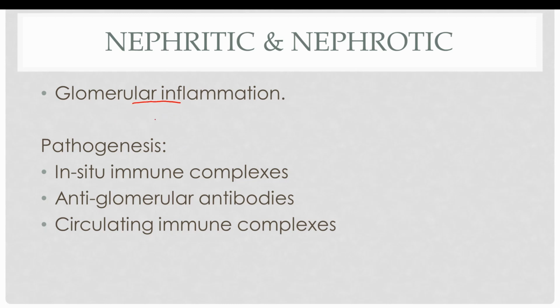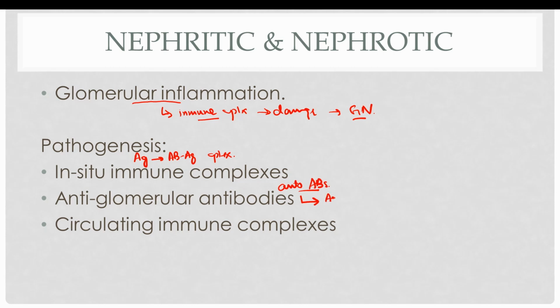The glomerular inflammation in nephrotic and nephritic syndrome occurs due to formation of immune complexes which damage the glomeruli, resulting in glomerulonephritis. So these immune complexes can either be formed in situ, which means there is an extrinsic antigen which attracts the antibodies forming an antibody-antigen complex, also known as an immune complex. Then there are anti-glomerular antibodies, which are autoantibodies and identify a specific protein as an antigen and form an antigen-antibody complex. Then there are circulating immune complexes, which are preformed antigen-antibody complexes which get trapped in the glomeruli.